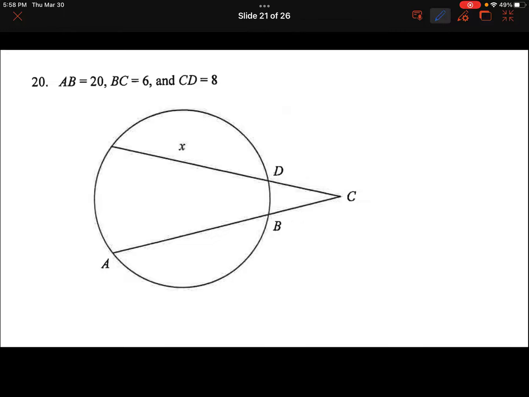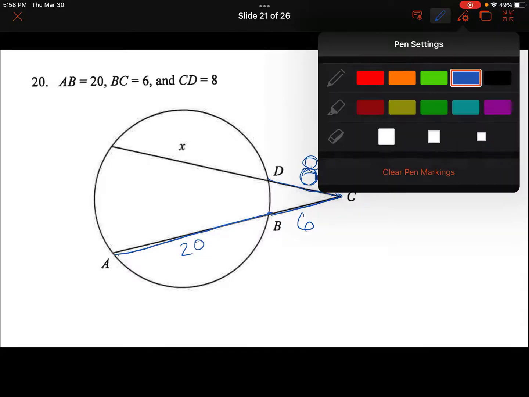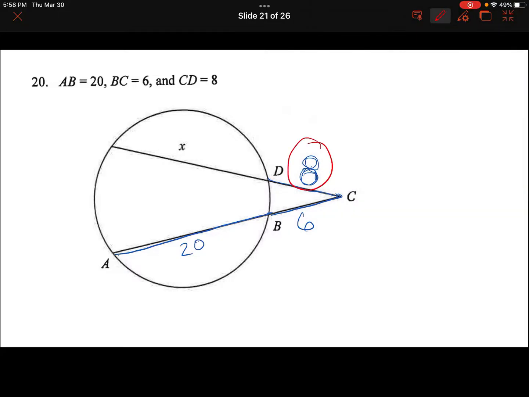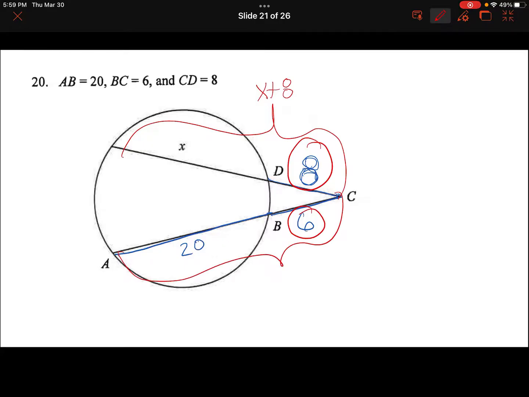All right, looking at 20. This tells us that the length of segment AB is 20, the length of segment BC is 6, the length of segment CD is 8, and we're looking for x. This is two secants meeting outside a circle. If we're looking for a segment measure, then we are looking at outer piece times the whole thing, here being x plus 8. And then again we have outer piece times the whole thing for AC being 20 plus 6, or 26.